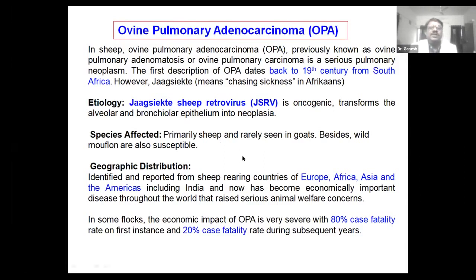The species affected are primarily sheep, and you will also get a few cases in goats. So in goats, you will find rare cases of OPA. It is widely distributed in Europe, Africa, and America, including India. If there is an outbreak, there will be an 80% case fatality rate. But in subsequent years, the fatality rate decreases and will be around 20%.